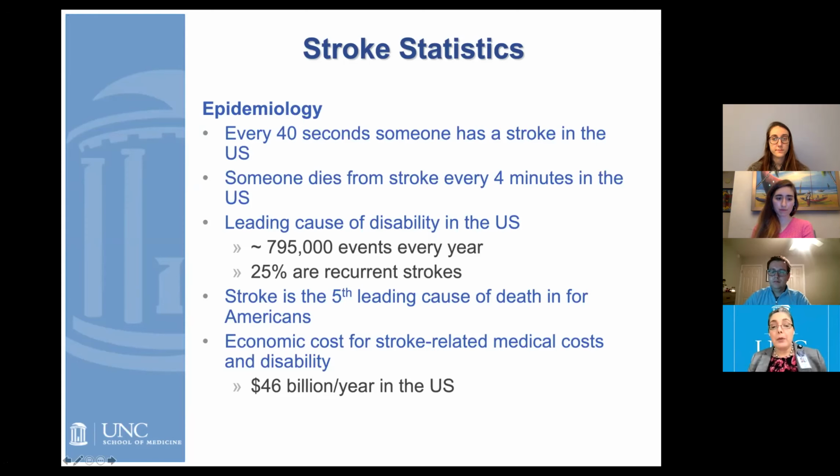If you look at the numbers, they are staggering. When you take into account the care for somebody with stroke, the fact that their caregiver sometimes has to give up their job, the fact that it costs when you can no longer work because you had a stroke, we're looking at about $46 billion in the US in the last few years as the estimated costs for stroke-related medical costs and disability. So very costly.